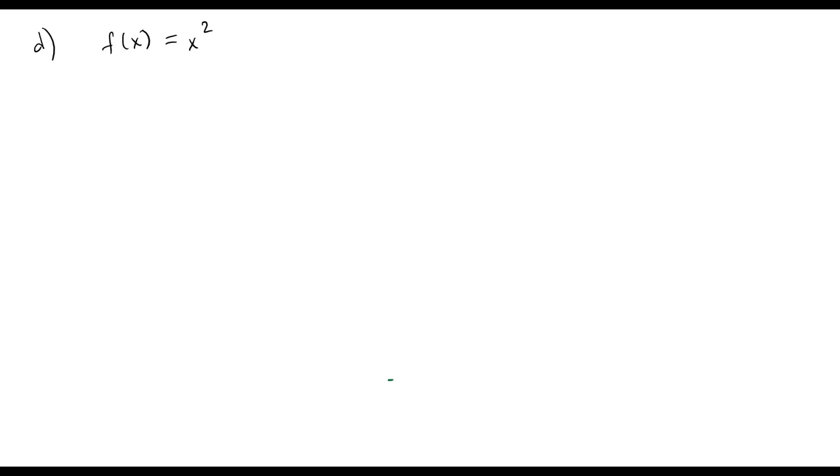Now let's say I wanted to find the inverse of f of x equals x squared. Well, we know what that looks like if you graph it. It's a very simple graph, and it looks roughly, close enough, like this. So this one is not one-to-one, so it has no inverse.